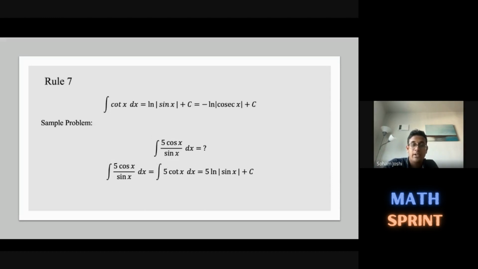All right, rule number 7. If we integrate cot x with respect to x, we get ln|sin x| + c, which can also be expressed as ln|sin x| + c.